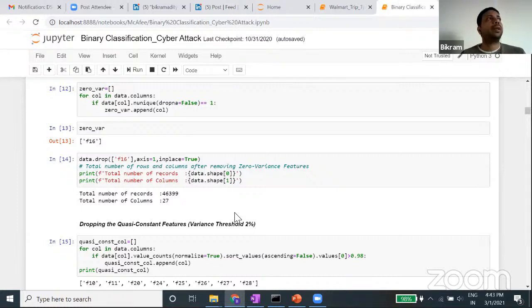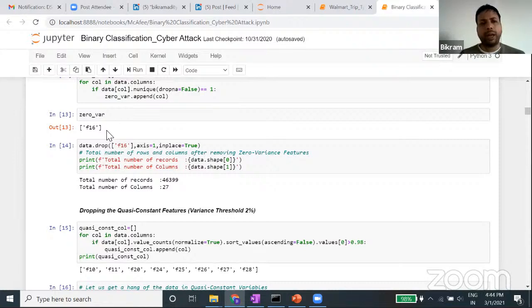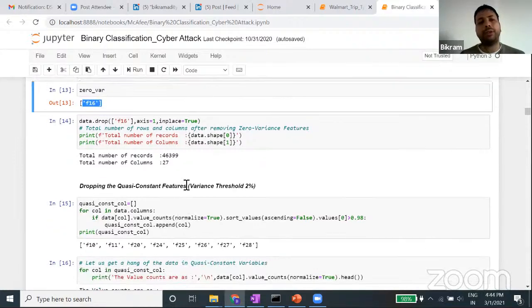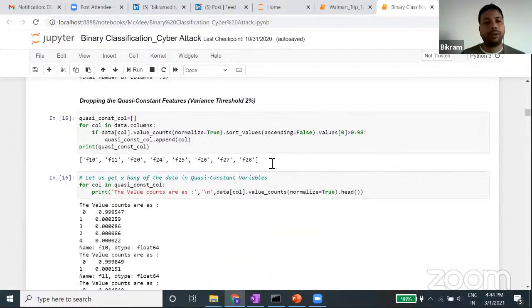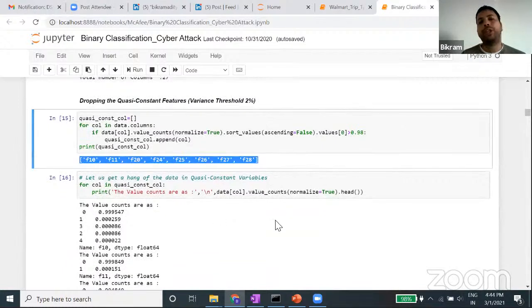Quasi-constant columns are like zero variance columns, but with a little bit of variation: all the values are 10,000, but out of 50,000 rows, only 50 rows have 6,000. You see, the numbers in the cells. Now this is a quasi-constant column, so you can define a threshold for yourself, and below this you can drop them. For the zero variance features, I have found F16 is a column that is zero variance. Then quasi-constant columns. You see, these are the quasi-constant columns that you must drop.